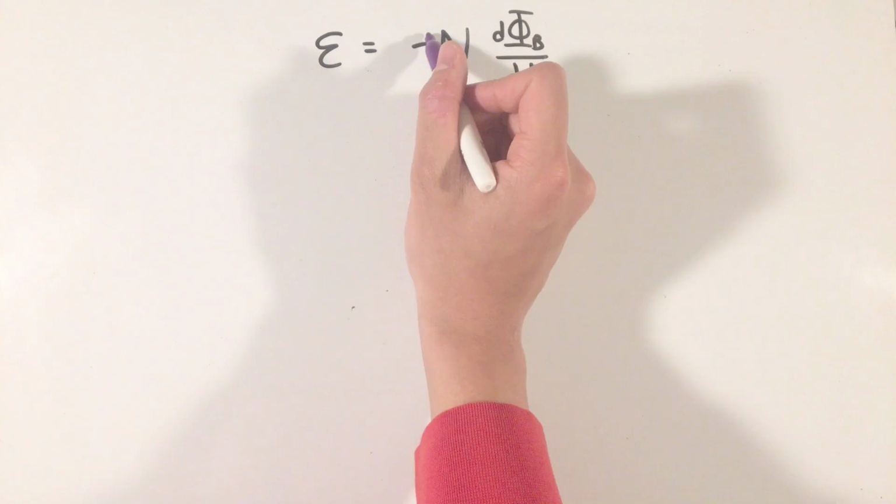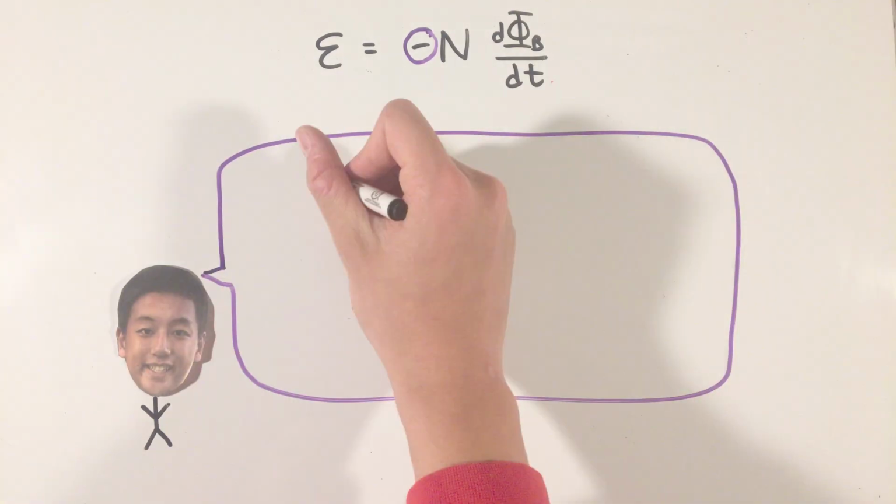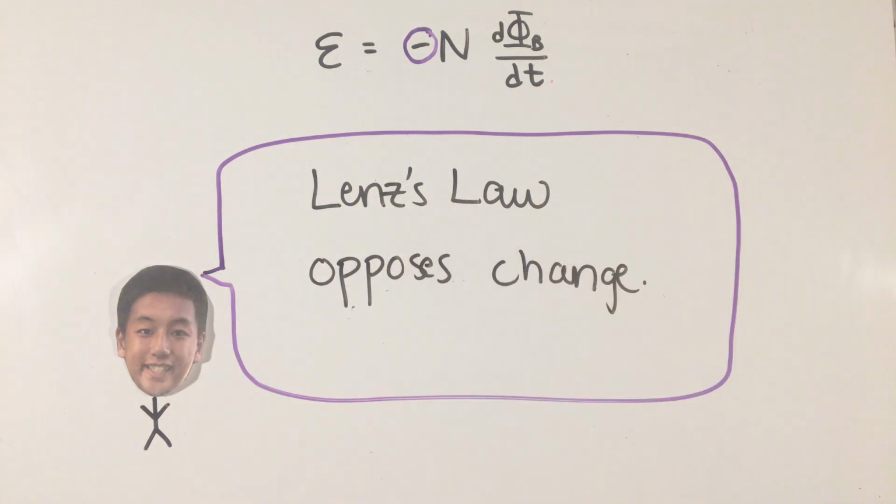One final, seemingly trivial thing to note is the negative sign in this equation. This negative sign actually describes a phenomenon known as Lenz's law. Lenz's law states that induced currents and voltages always create magnetic fields that oppose the original change, and we'll see how this works through a couple of example scenarios.